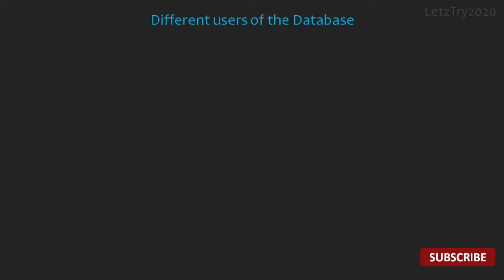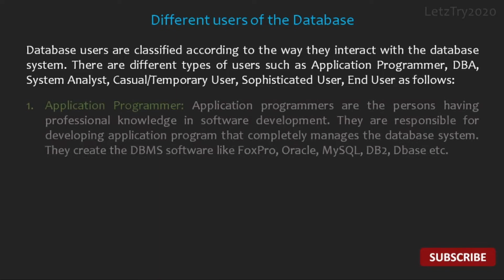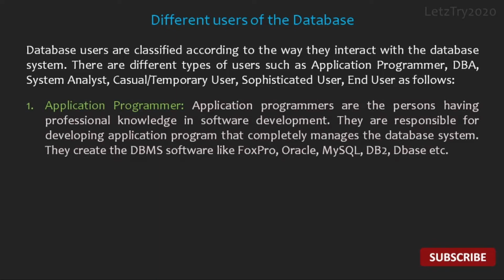Let us know who are the people that work or use DBMS, that is, different users of the database. Database users are classified according to the way they interact with the database system. There are different types of users such as application programmer, DBA, system analyst, casual or temporary user, sophisticated user, end user as follows. First one, application programmer. Application programmers are the persons having professional knowledge in software development. They are responsible for developing application programs that completely manage the database system. They create the DBMS software like FoxPro, Oracle, MySQL, DB2, DBase, etc.